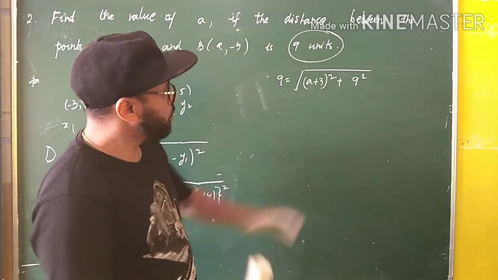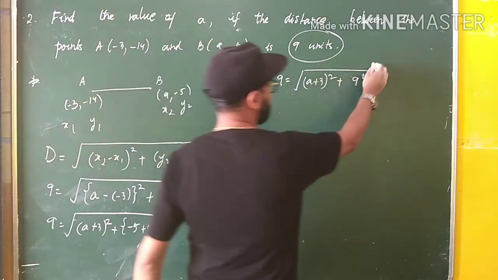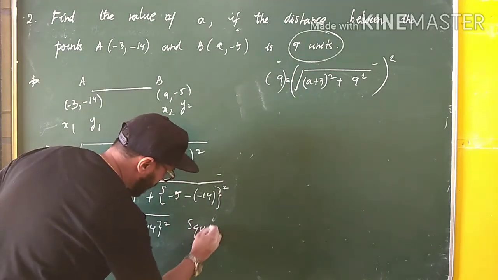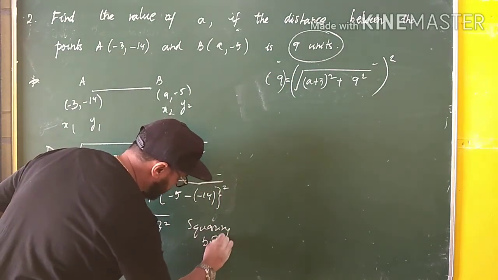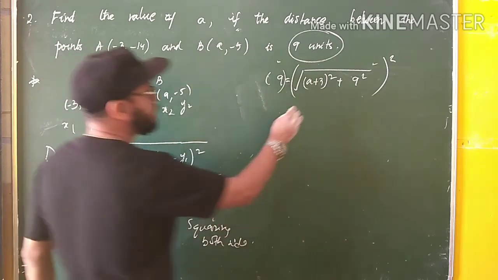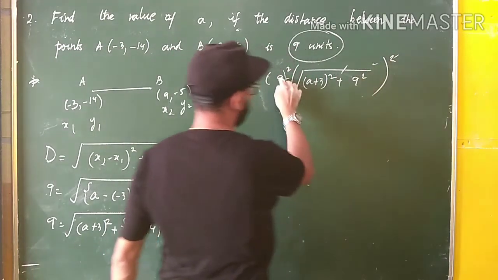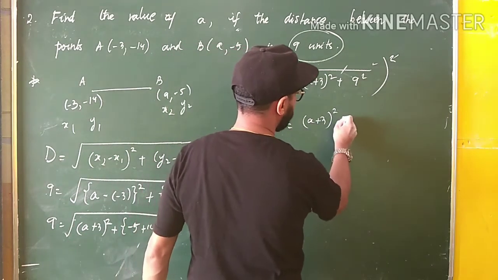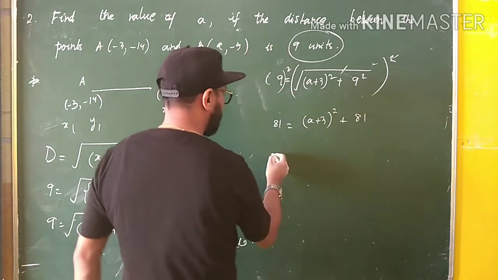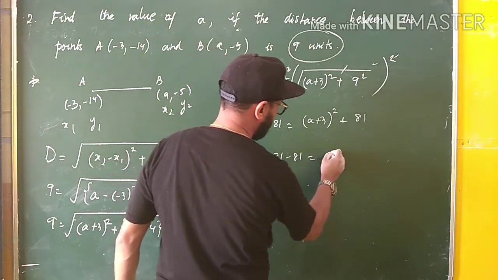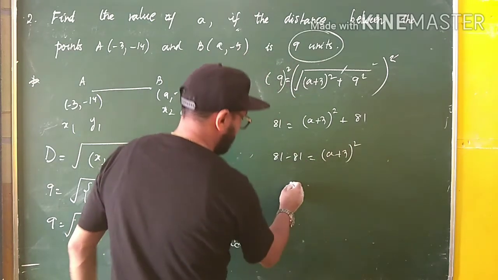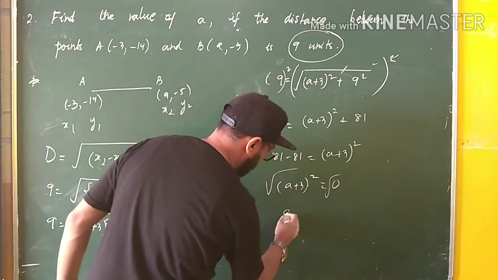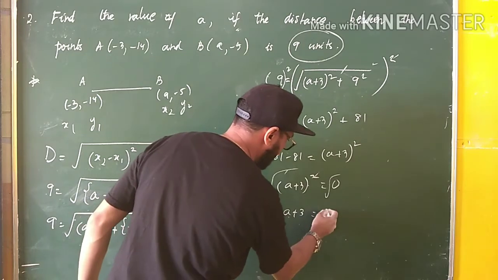Now see, whatever we are finding is inside the root. So how can we get rid of this root? By squaring both sides. If you take the square on both sides, then this will get cancelled. So 9 times 9 is 81, equal to (a plus 3) whole square plus 9 times 9, which is 81. If you take this 81 to this side, 81 minus 81 gives 0. So we can write (a plus 3) whole square is equal to 0. If we take the square root on both sides again, a plus 3 is equal to plus or minus 0.